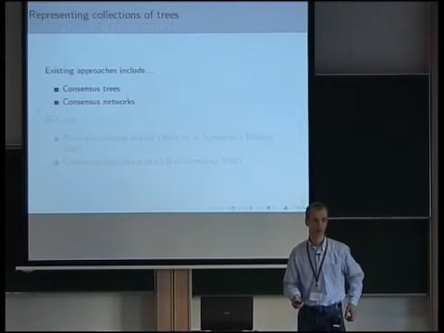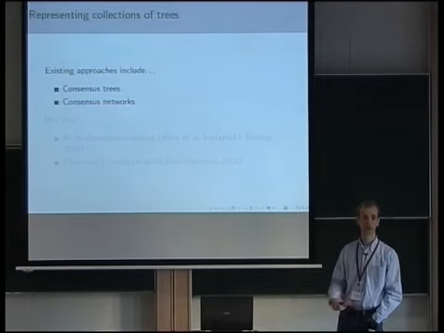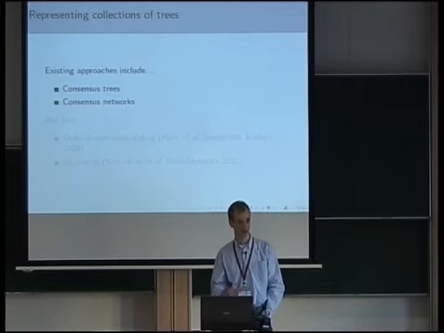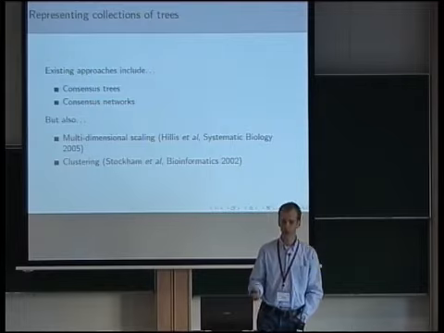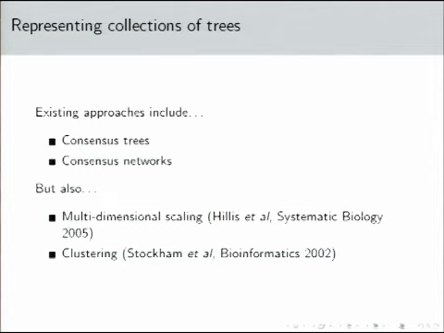There are existing methods for doing this sort of thing that you're probably familiar with, like consensus trees, or using a network instead of a tree to represent conflicting evolutionary histories. There are also a couple of other methods which I think are worth mentioning because they're relevant to what I'm going to be talking about. The first is multidimensional scaling. This was published in Systematic Biology a couple of years ago. This is a method where you essentially project tree space into the plane, and you represent your trees as points in tree space.